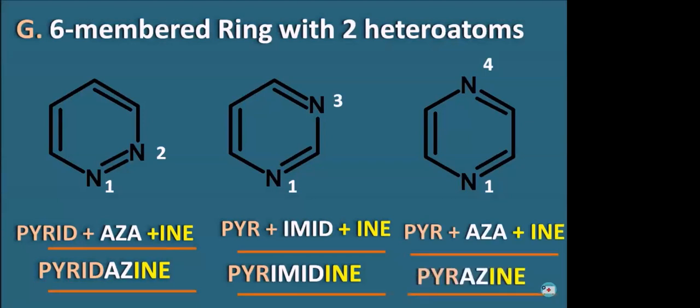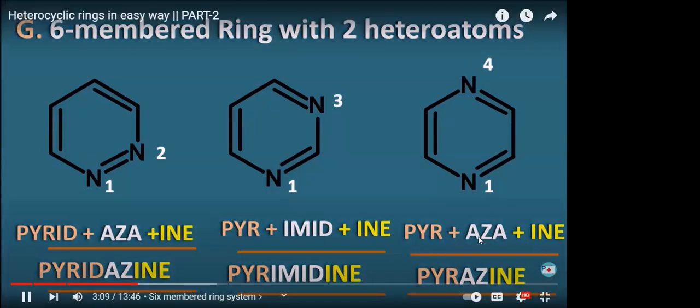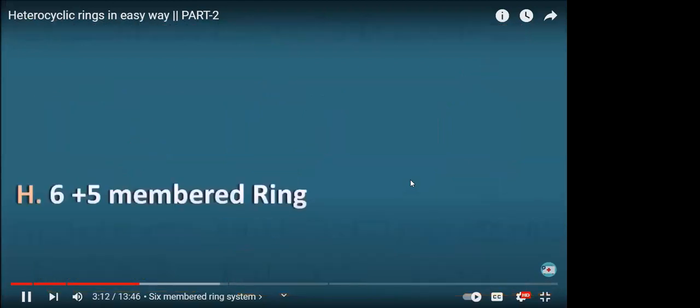Here we have to remember that in pyridazine, nitrogen is present in the second position, so we have written pyrid. But in pyrazine, it is present at the fourth position, so we have taken only the prefix pyr. So pyridazine is 1,2 and pyrazine is 1,4. So here we have three types of heterocyclic ring systems with two heteroatoms: pyridazine, pyrimidine and pyrazine.